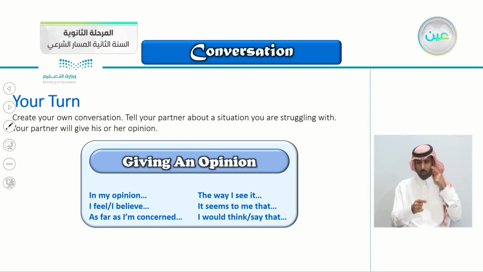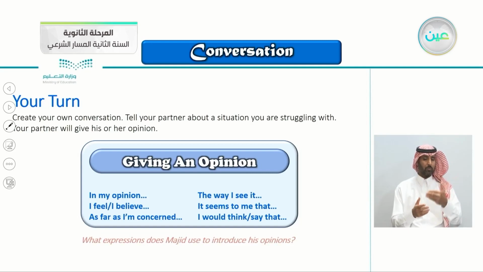When you want to give an opinion, you can use any of these phrases. In my opinion, then you say your opinion. I feel or I believe, or you can say, as far as I'm concerned, then you continue. The way I see it, then you continue talking. It seems to me that, or you can say, I would think, or I would say that, and so on. So you have more than one way to give an opinion.